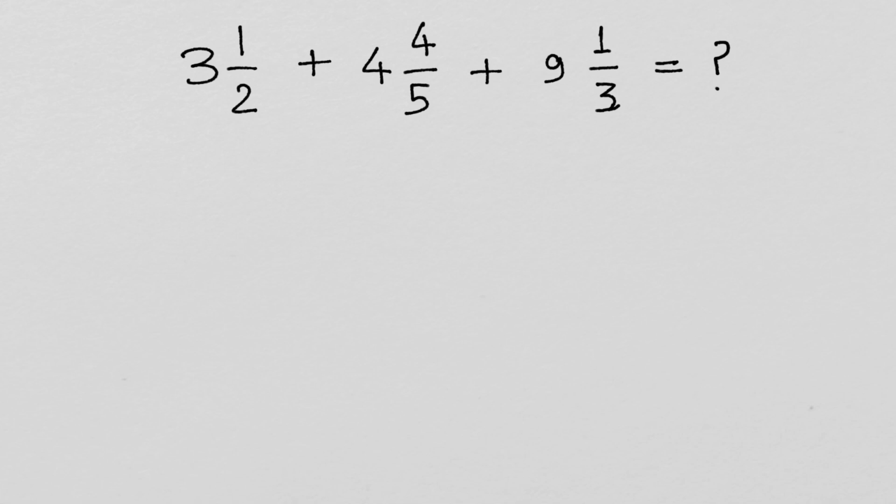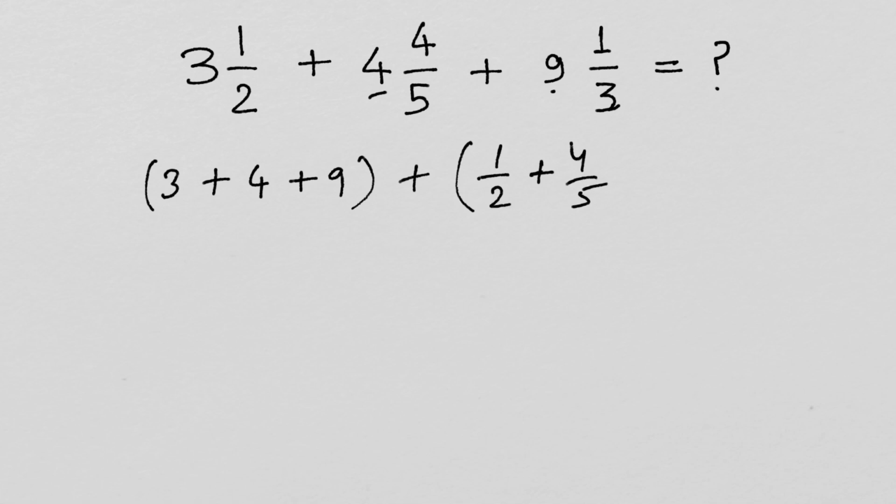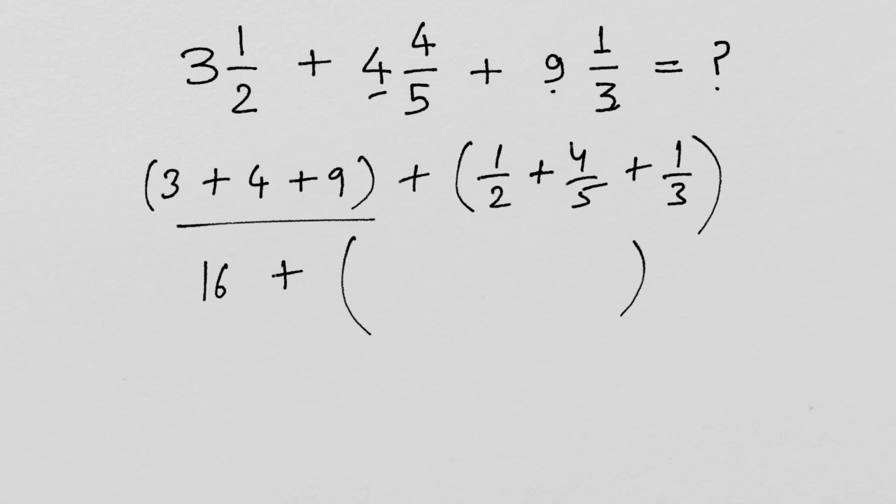First we take all the whole numbers, which is 3 and then 4 and then 9. We add them separately, and then we add 1 by 2, 4 by 5 and 1 by 3, all the pure fractions. Now the first part is, if we add these numbers we get 16, and then we are left with the fractions, pure fractions. After adding these pure fractions, we get 49 by 30.